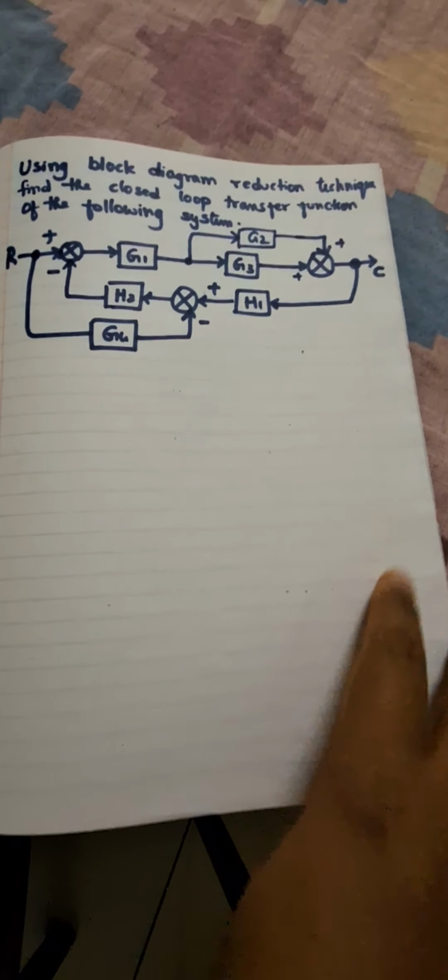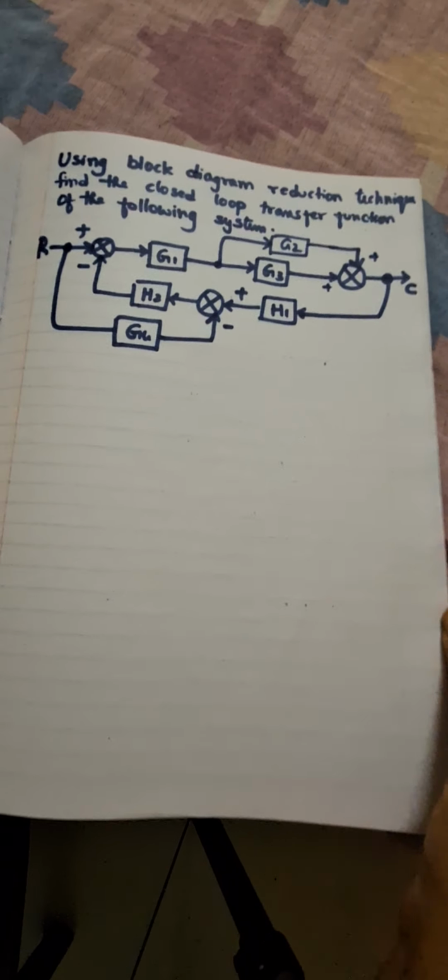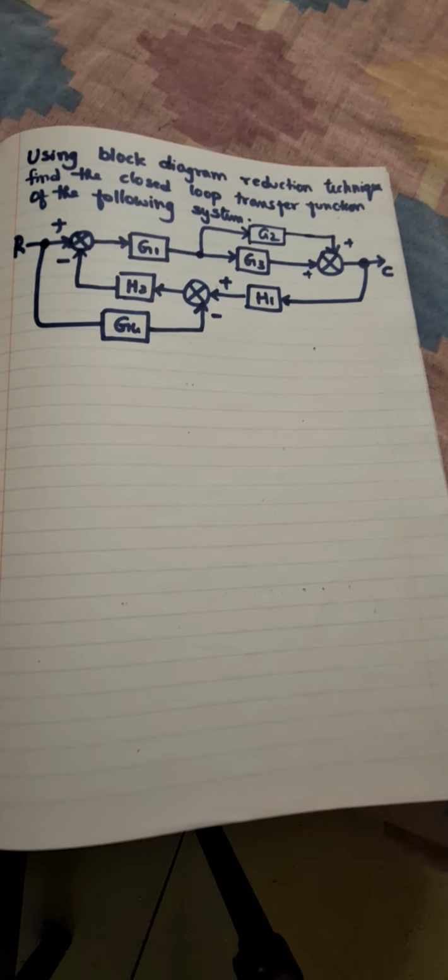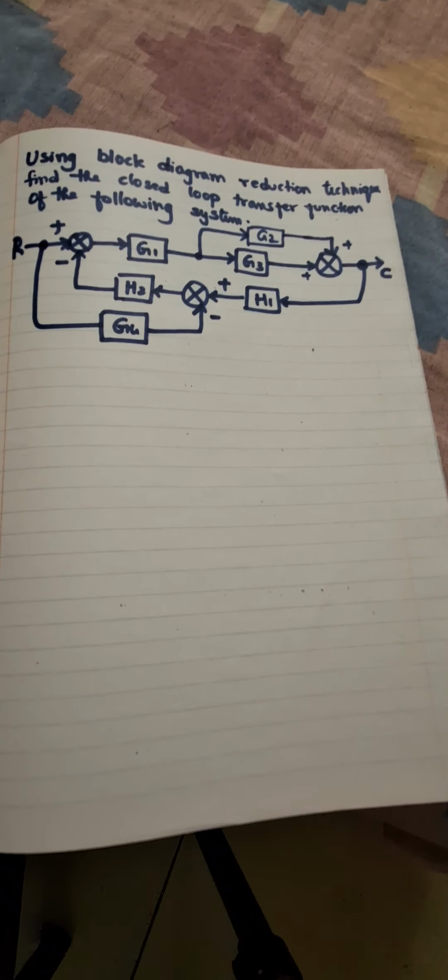Okay, so now the next question is on the block reduction technique. According to this, the question is: using the block diagram reduction technique, find the closed loop transfer function of the following system. Your requirement is to find the transfer function. What do we mean by transfer function? Output by input, which means you need C by R. Clear? So it means C of S by R of S. We just refer to it as C by R, so as not to make it more complicated while solving.